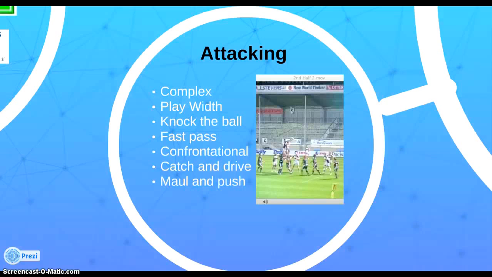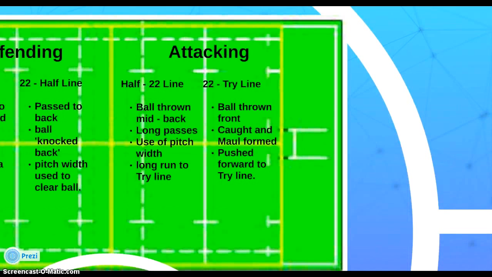It was seen that they had a game plan objective set, such as, within the 10 to 22 attacking side of the pitch, they played with the width of the pitch, so they were seen to knock the ball off the back of the line out, enabling a fast pass out to the width, gaining the distance to the try line. A more confrontational approach was seen within the 22 to try line. Within this region of the pitch, a catch and drive option seemed to suit the situation best, such as throwing to the front or middle of the line out, allowing for a maul formation to push the last few metres towards the try line.